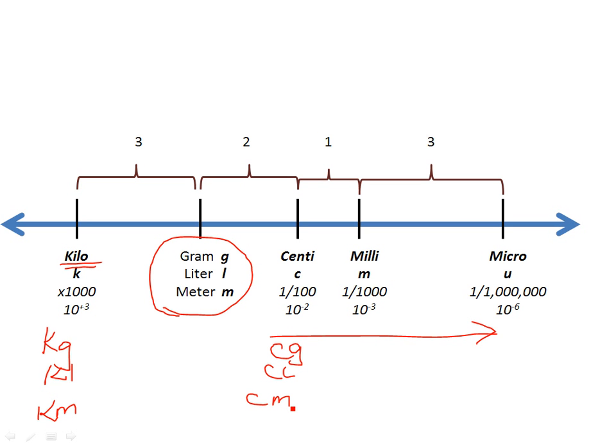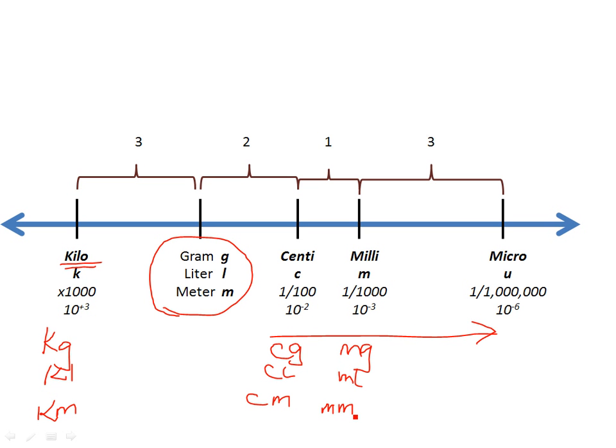The next level down, or smaller, is called a milli. So I have a milligram, a milliliter, a millimeter. A milli is 1,000 times smaller, so 1,000 milligrams in 1 gram. 1,000 milliliters in 1 liter. 1,000 millimeters in 1 meter.